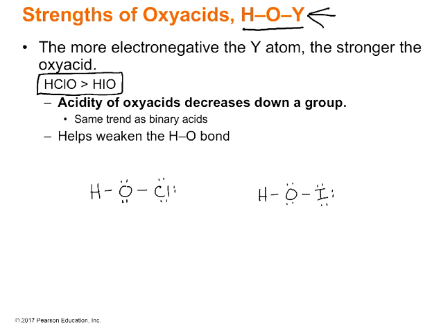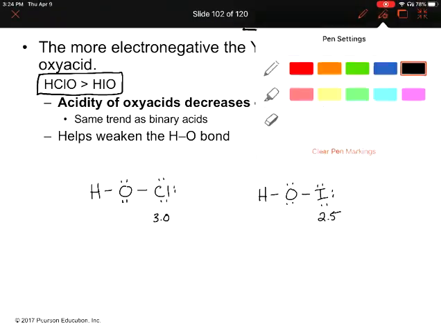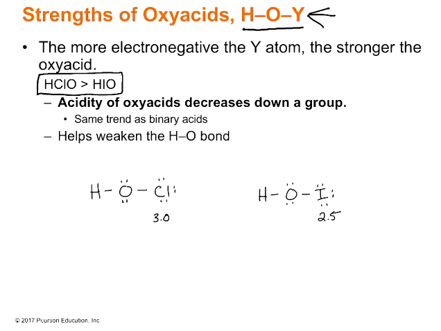And chlorine has an electronegativity value of 3.0, whereas iodine has an electronegativity value of 2.5. And this is going to have a large effect on the acidity of these molecules. So because chlorine is more electronegative, it's going to really draw electrons away from hydrogen and make it positively charged, whereas iodine is less electronegative, so it's not going to draw electrons away as much as chlorine does.